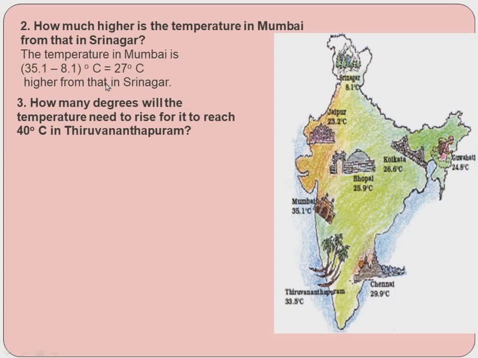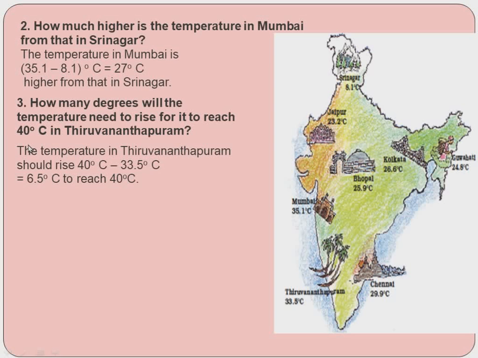Third one: how many degrees will the temperature need to rise for it to reach 40 degrees Celsius in Thiruvananthapuram? Thiruvananthapuram, what is the degrees? It is 33.5. So now they are asking how much should it rise to reach 40 degrees. So how much if you add to 33.5, you will get 40 degrees. So what you will do for that? 40 minus 33.5, if you do, you will get it. So 40 minus 33.5 is 6.5.